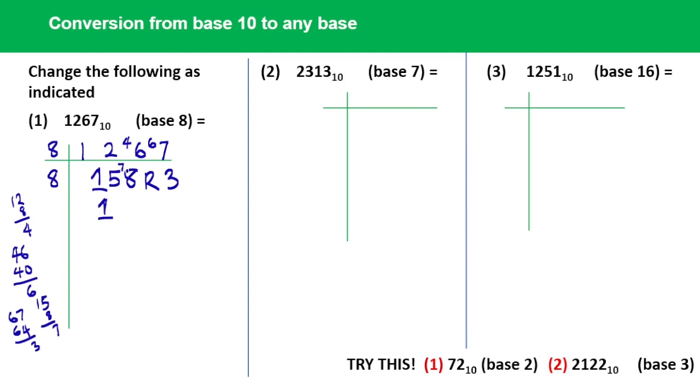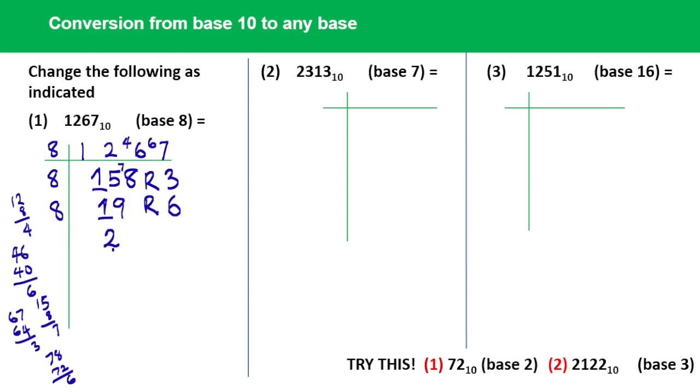8 in 78 will give us 9. 8 times 9 is 72. 78 minus 72 will leave us with a remainder of 6. This remainder of 6 again is our final remainder. We repeat the process again by using 8 to divide 19. 8 in 19, that will go 2 times.